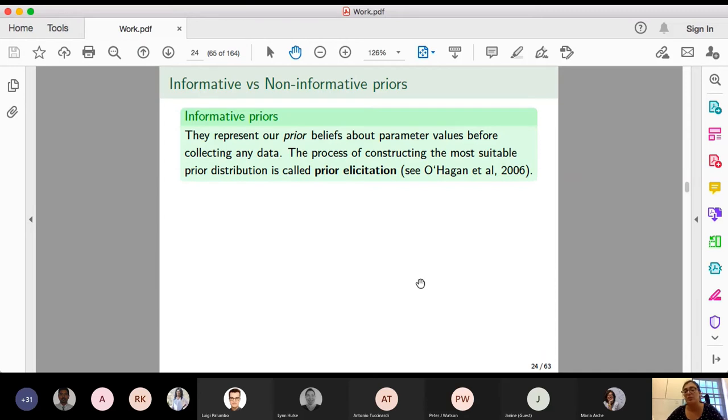And there are different types of prior distributions. There are the informative prior distributions. That is when you really have good information about what you're studying, your prior belief about the parameter, which possible values this parameter can take, and the process of transforming this previous research or the knowledge of the expert into a distribution is called prior elicitation. And prior elicitation by itself is a huge topic. And if you want to know more about that, I suggest you read this very good book.